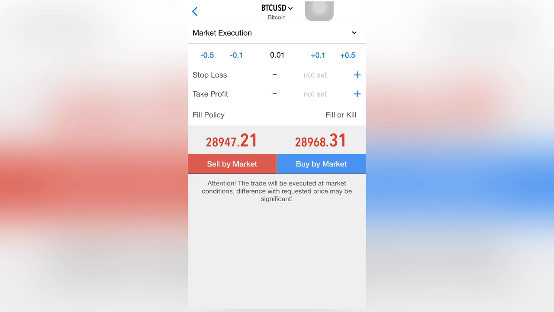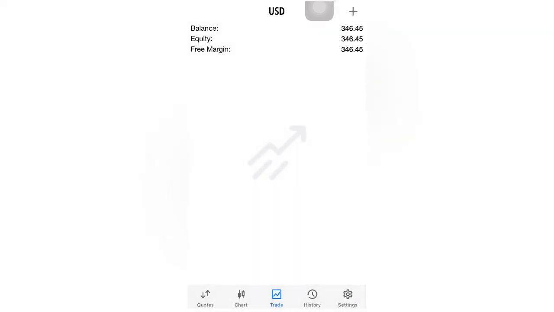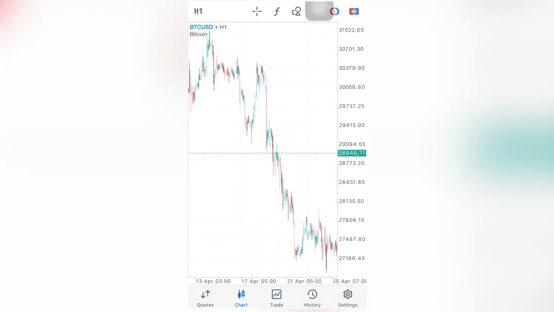Now the second thing that we talked about there is to mark out key support and resistance zones from top down analysis. Now this is a 1 hour time frame. Before that, make sure you put your mobile phone on landscape mode if you want to analyze. I'm going to do that.